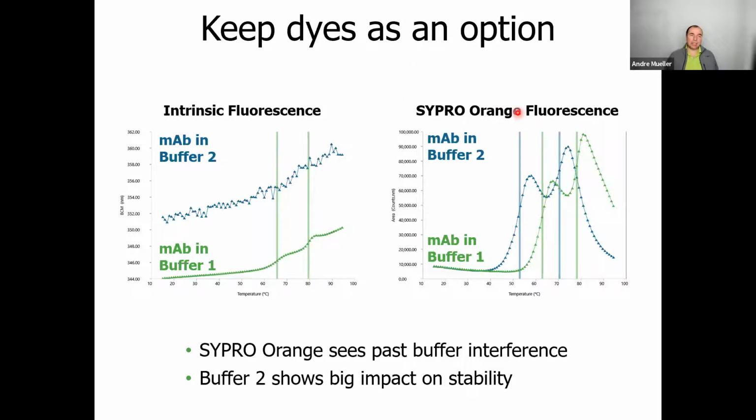If we add the external dye to it, however, we can call 2 melting temperatures in buffer 1, and we can also call 2 melting temperatures in buffer 2. What we can further deduce from this result is that the excipient in buffer 2 that quenched the fluorescence not only quenched the fluorescence, it also destabilized the protein, because TM1 and TM2 have shifted to lower temperatures compared to buffer 1.